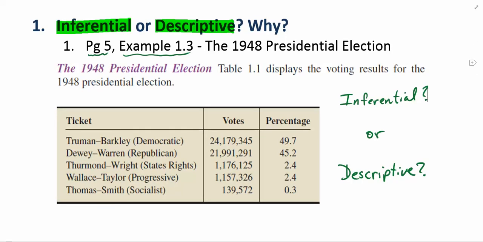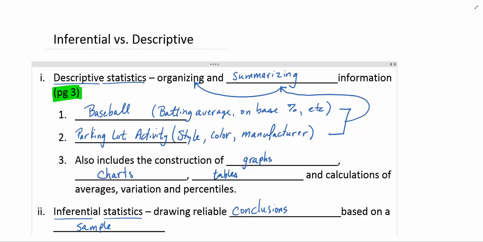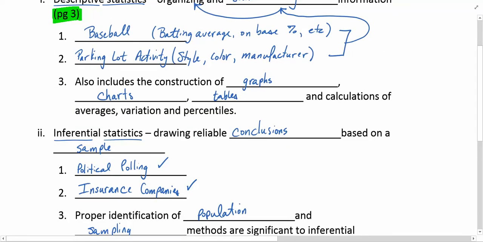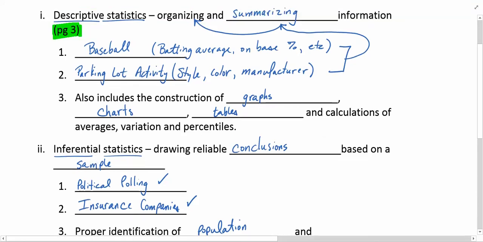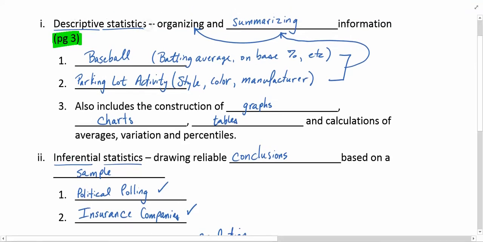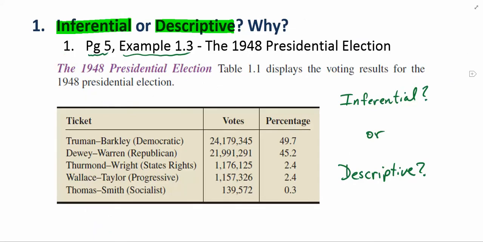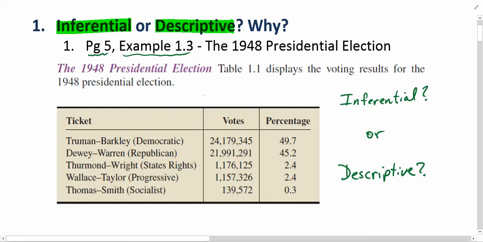Well, to help answer that, we might want to go back and look at the notes that we took the other day. We have inferential statistics, which allows us to draw reliable conclusions based on a sample, whereas descriptive statistics up here is used to organize and summarize information about a group. So while I'm looking at this example, I have to ask myself, am I summarizing and organizing the results of something, or am I trying to draw a conclusion based on a sample?